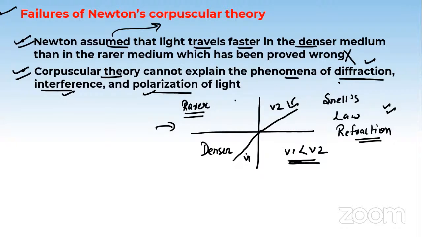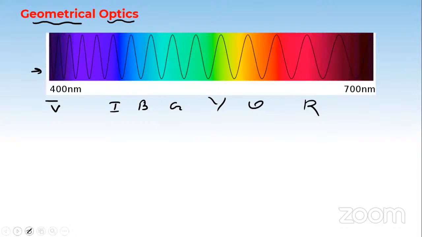The second is simple. When you understand the diffraction process, interference and polarization, you will get it. This is how corpuscular theory is not able to explain these phenomena. Clear? Let us move next. So this was in geometrical optics, the visible region spectra, that is VIBGYOR.